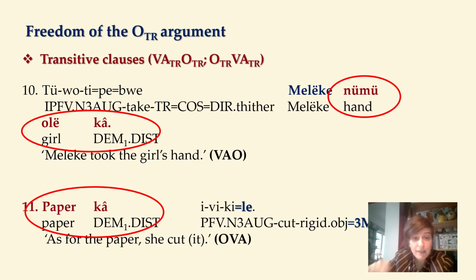Unlike the agent in transitive clauses, the transitive object is free syntactically, in the sense that it can occupy the post-verbal position, as in example 10, with the basic word order VAO, or the pre-verbal position, as in example 11, freely. And objects are very often dislocated due to pragmatic reasons in general in the discourse.